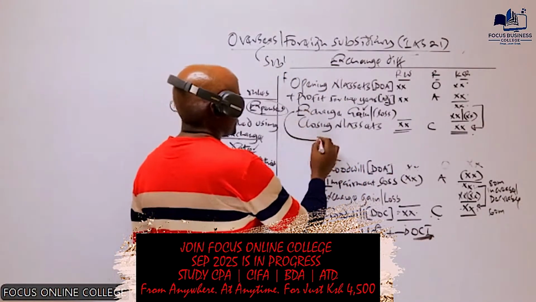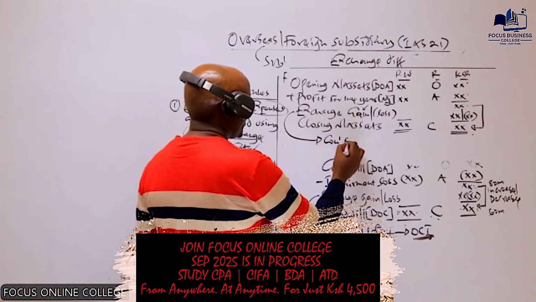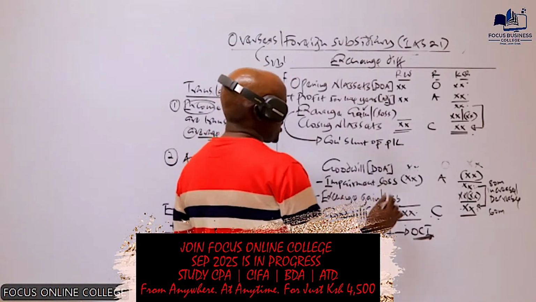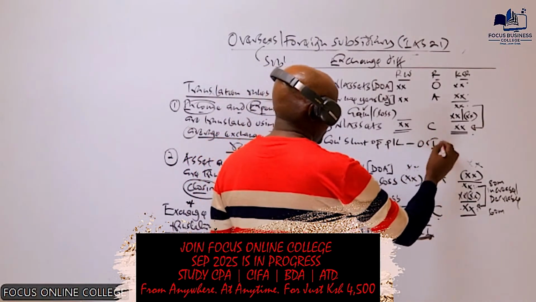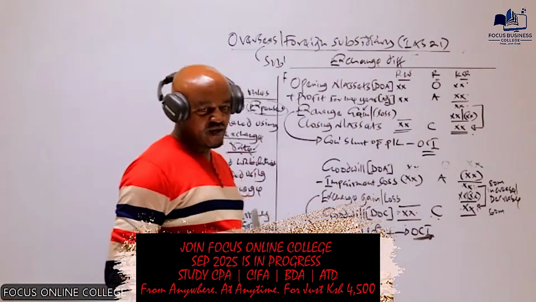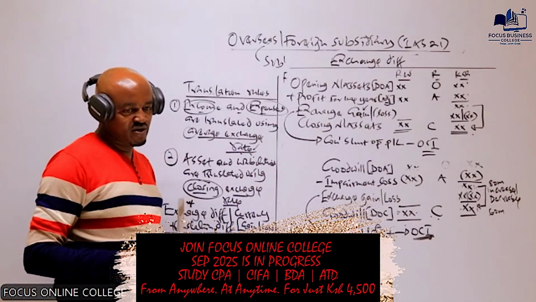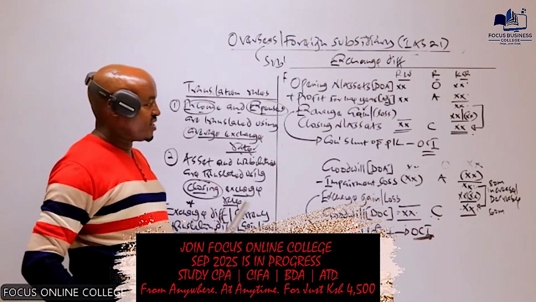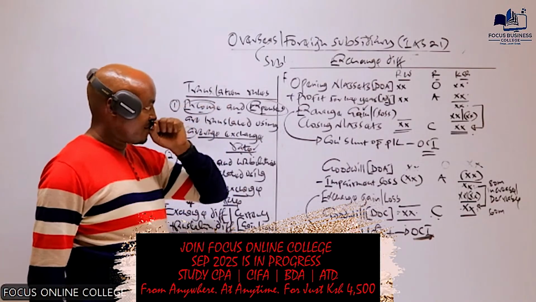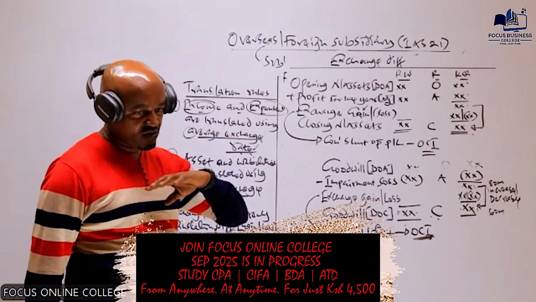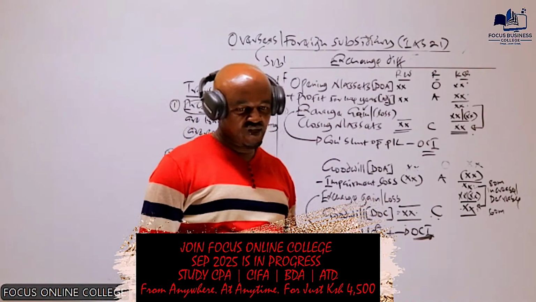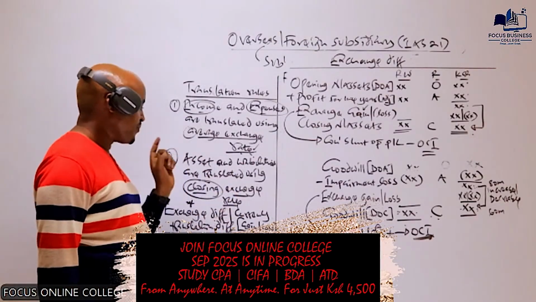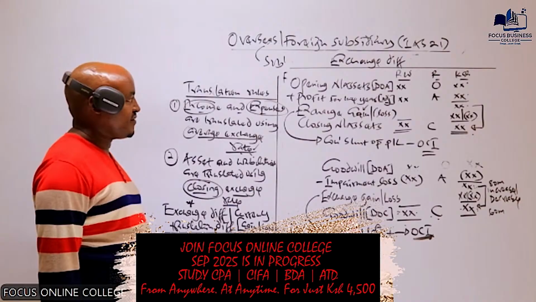And equally, this one will be recognized within the consolidated statement of profit or loss, or the consolidated income statement, as part of other comprehensive incomes. So basically, this is how we compute the exchange difference, that is the exchange gain or loss arising from the translation of the various items of assets, liabilities, revenue, and expenses of the foreign subsidiary.